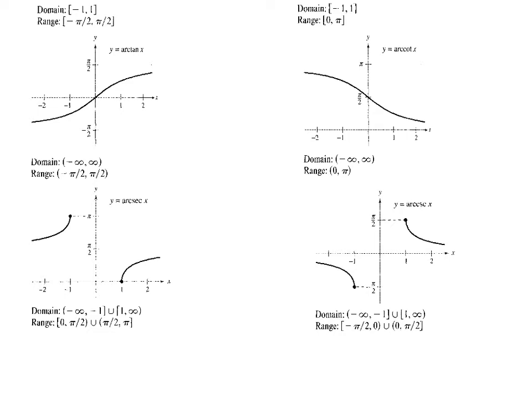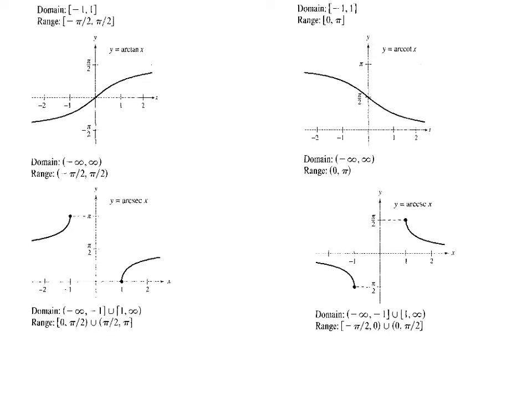Okay? Arc cotangent looks a lot like arc tangent. It's just, notice, instead of going from -pi/2 to pi/2 in the range, it goes from 0 to pi. And it's also decreasing instead of increasing. Okay? But there are similarities there with those inverse trig functions.